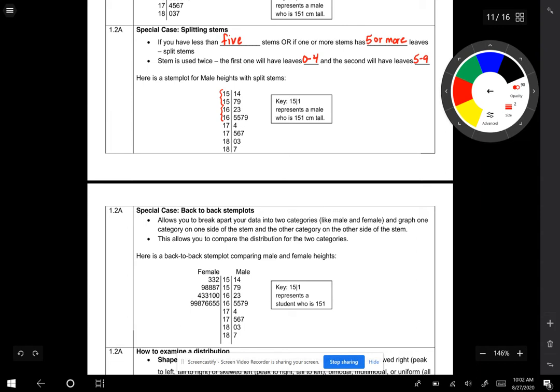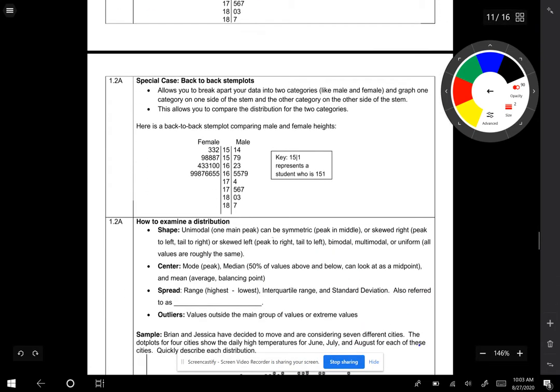So what do I mean by 0 through 4? It'd be 150 to 154 goes in the first row, 155 to 159 goes in the second row, 160 to 164, and so on. These are male heights. And notice the key is made again. It just shows more of a spread instead of numbers all bunched together. So sometimes this is really useful, and then you can describe this distribution.